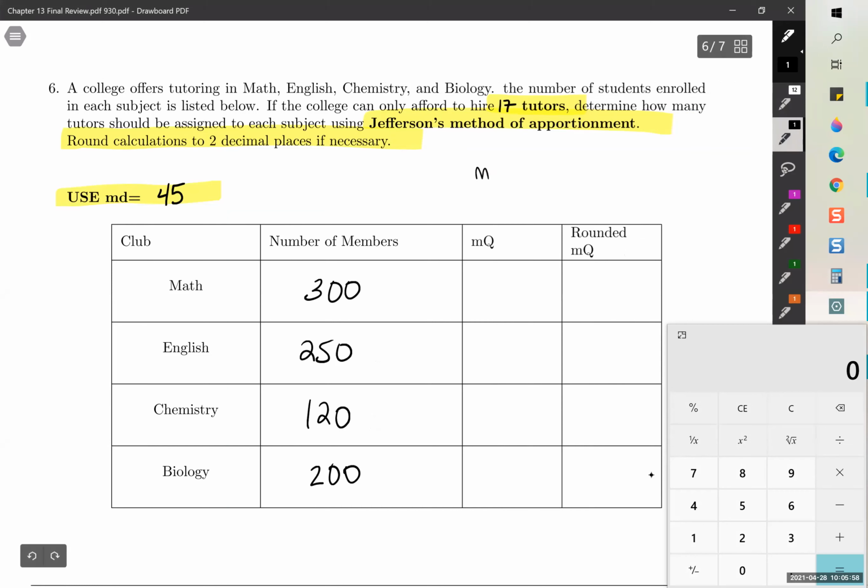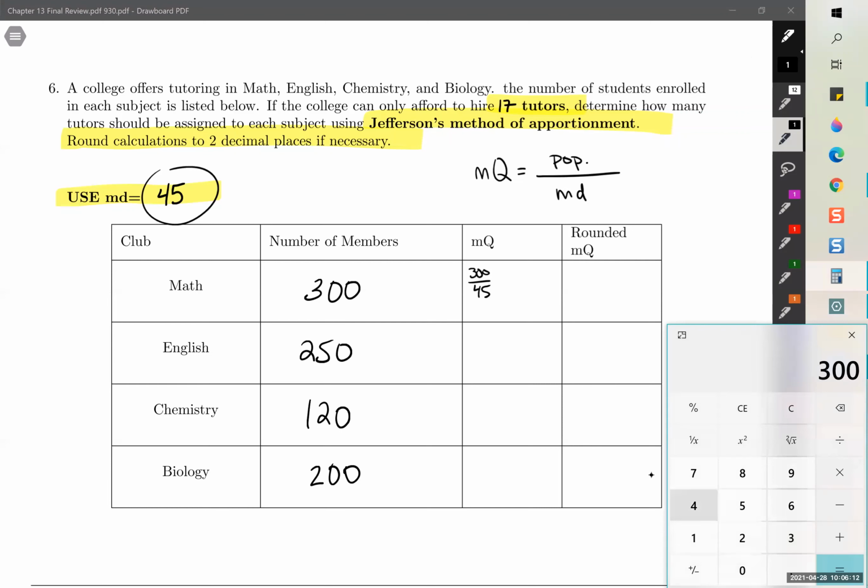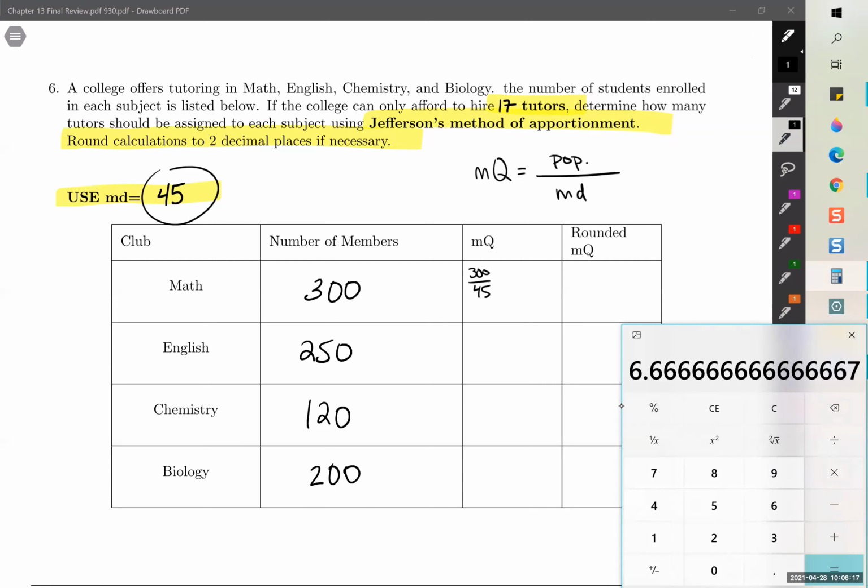Now we know that MQ is always the population of that category divided by the modified divisor MD, which was given to us. So here I would take 300 divided by 45. Now it did say round to 2 decimal places, so I see 6.66. The way to know how to round is you go to the second decimal place, and then you look, is the number to the right of it, this 6, 5 or greater? If so, this number rounds up to 7. If it's less than 5, it stays at 6, but since it's followed by a 6, that means I round up. So I would round it to 6.67.